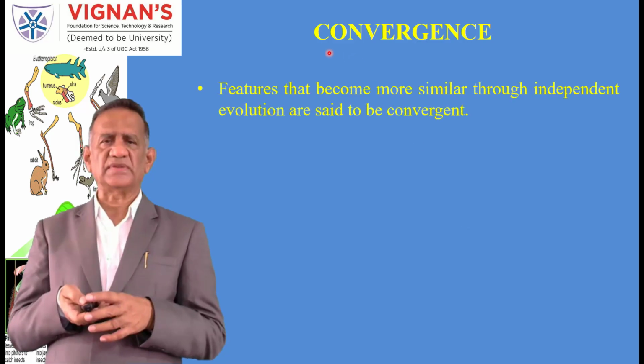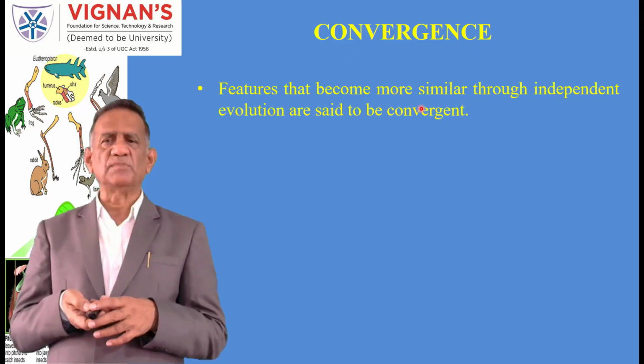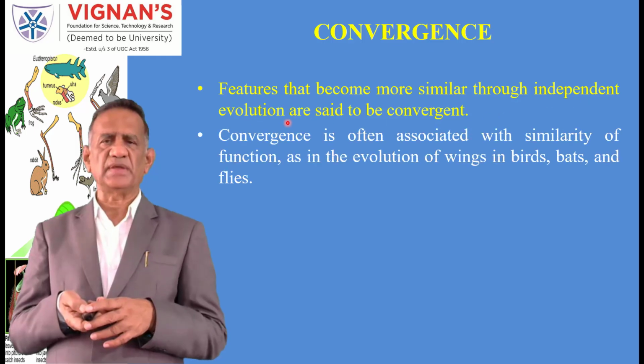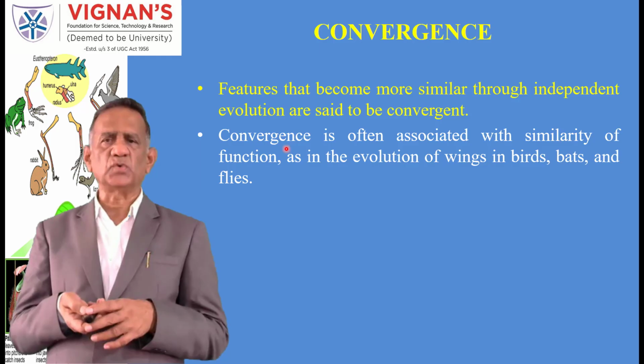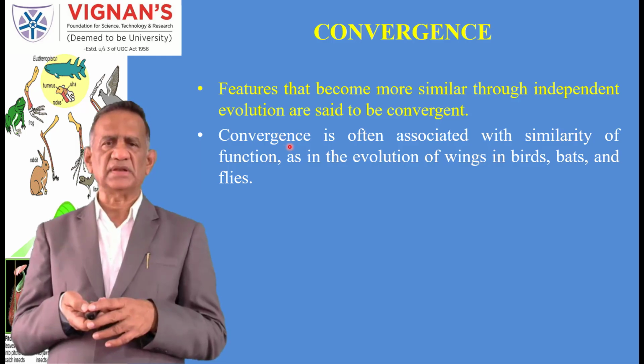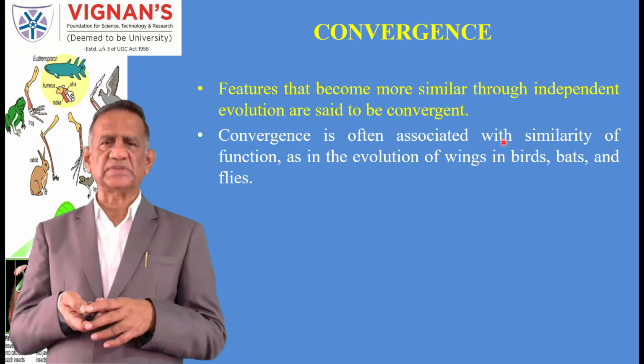Now let us see convergence. Features that become more similar through independent evolution are said to be convergent. Convergence is often associated with similarity of function.